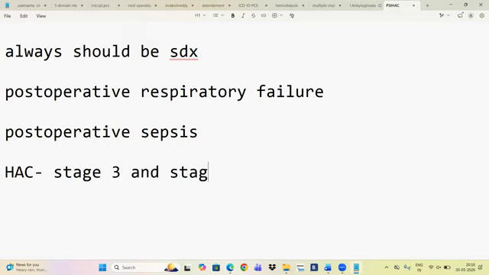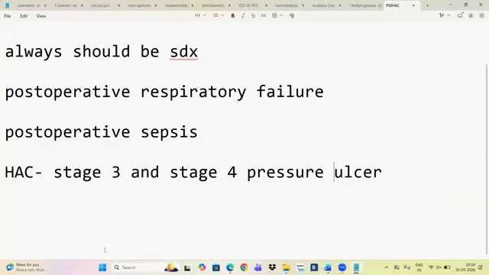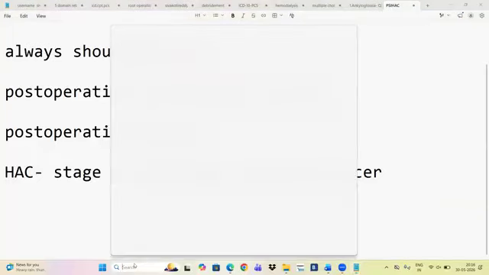Some diagnoses come under both PSI and HAC. At that time, we need to assign both indicators. So how will you get this question now? HAC related.